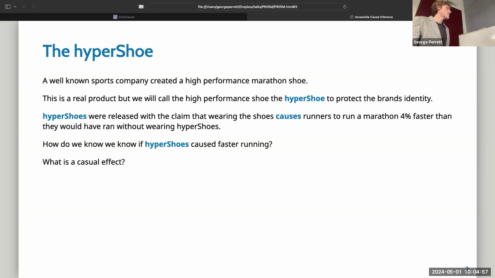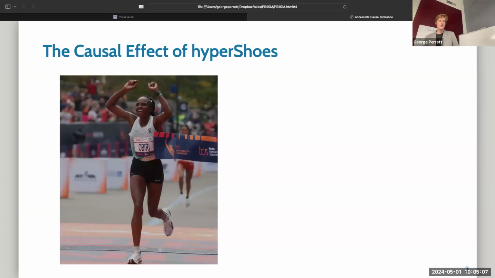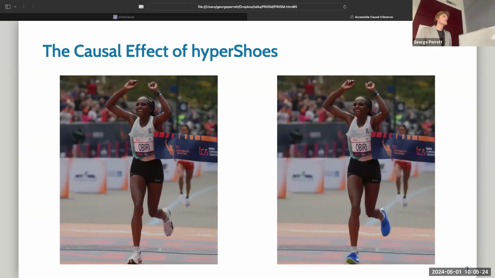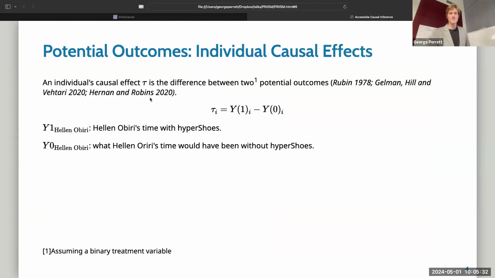To answer this, we're going to have to think first of, what does a causal effect mean anyway? What does causality actually mean? We might have a lot of notions around it, but let's get a little bit more concrete. This is Helen O'Beary. She was the winner of the 2023 New York City Marathon. And Helen is wearing Hyper shoes. When we think of a causal effect, we want to compare what would have happened, or what did happen, when Helen wore Hyper shoes, against what would have happened had she not worn Hyper shoes. So it's a within-person comparison. It's Helen with the shoes compared to Helen without the shoes.